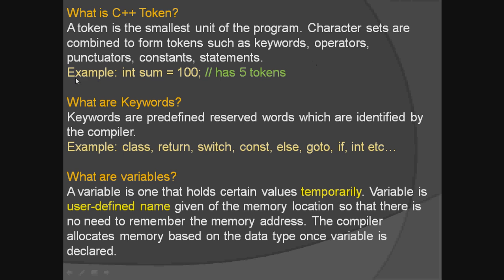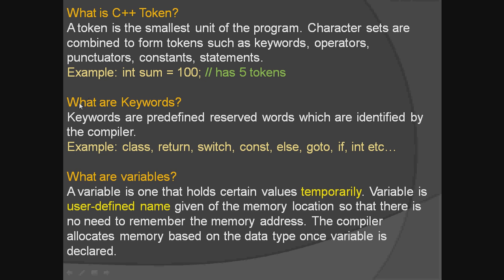So here if you can see in this example, int sum equals 100 semicolon, it has 5 tokens, that is int, sum, equal to, 100 and semicolon. As you can see, int uses alphabets, sum uses alphabets. When you combine them, the compiler understands that this is integer, this is a variable name, this is the assignment operator, this is the data value, and this semicolon denotes the termination of this line statement.